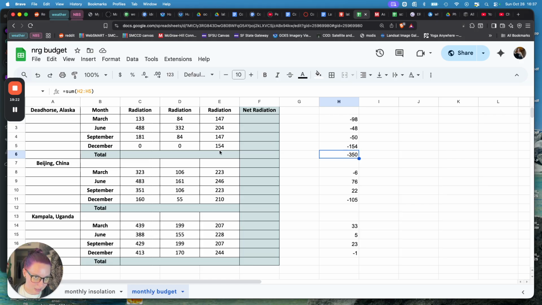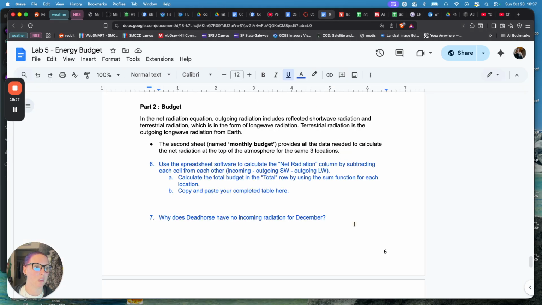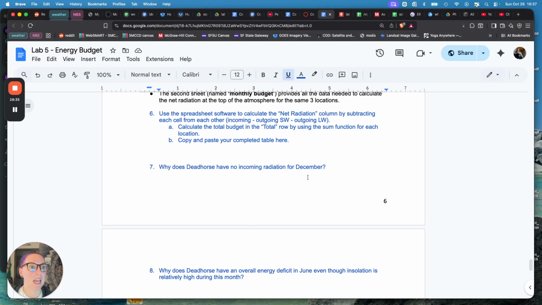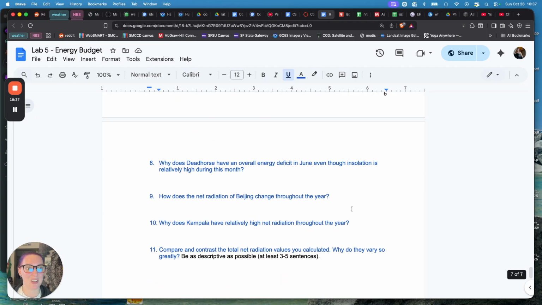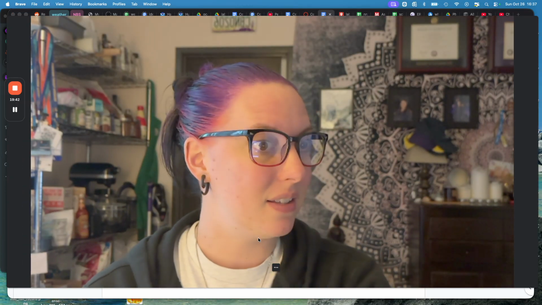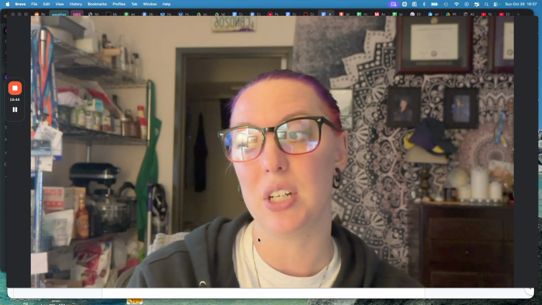So you're going to complete that for each of the locations, and then what you're going to do is copy and paste your completed table here. Again, this is so I can make sure that you're doing the calculations correctly. And then you're going to answer some questions on all of that data. So that is the walkthrough for the Energy Budget Lab.